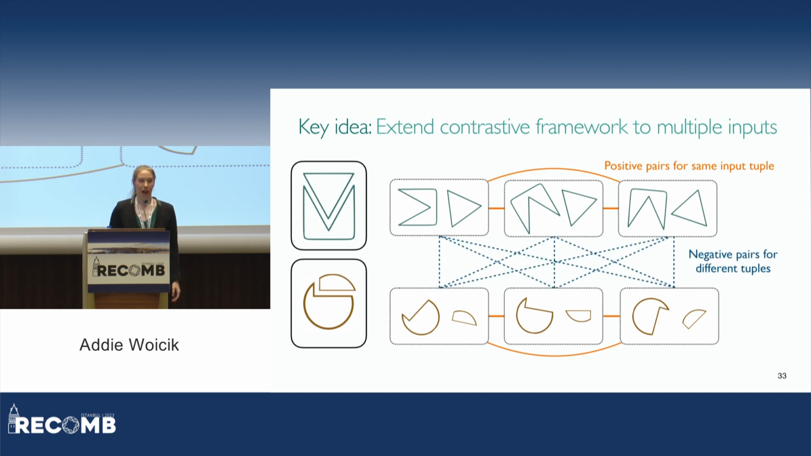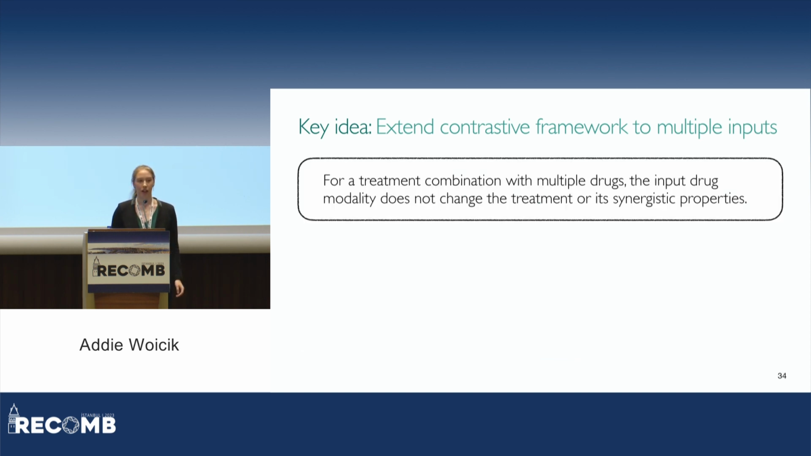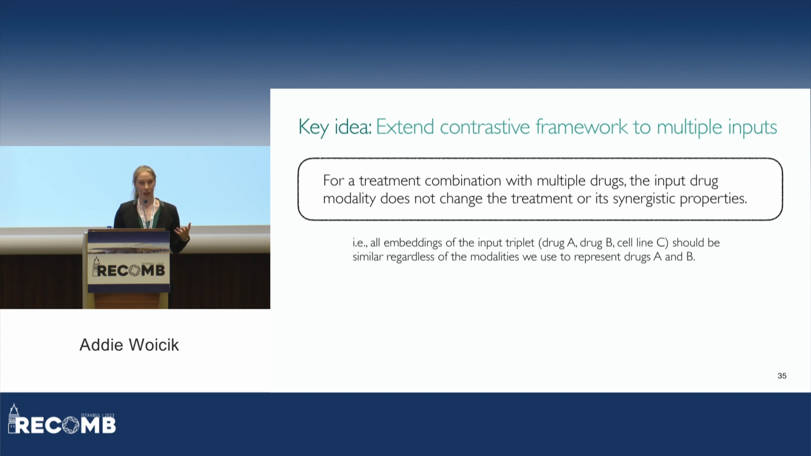So now we can move back to think about our drug synergy prediction problem and note that for a treatment combination that contains two drugs, the modalities that we are using to represent those drugs aren't impacting the treatment, and they aren't impacting its synergistic properties. Then, using our contrastive learning framework, we can say that all embeddings that we're learning for that same treatment triplet should be similar, irrespective of the inputs, or input modalities.